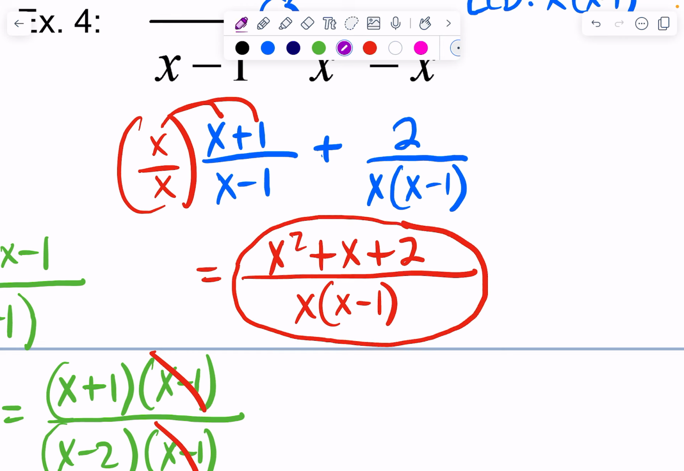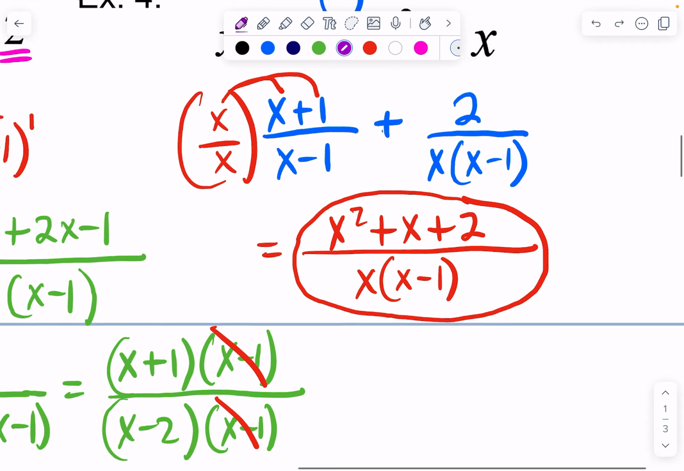Now, some people may say, Mr. Morrow, can I get rid of the x's here? No, you cannot cancel out individual pieces of polynomials.